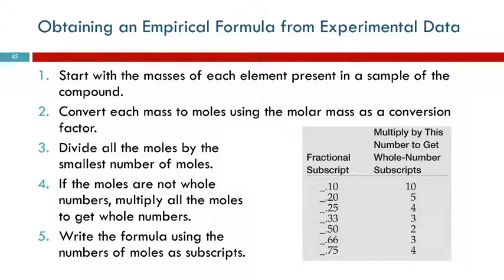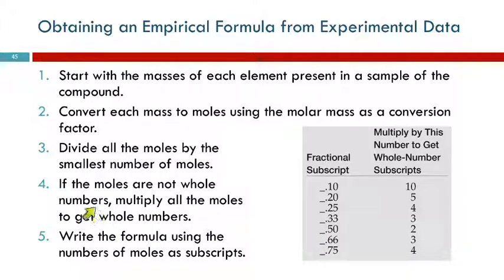So here are the instructions for obtaining an empirical formula from experimental data. Start with the mass of each element. That's going to be given to you. Convert each mass to moles using the molar mass of the element as a conversion factor. Divide all the moles by the smallest so that you get ratios that are 1 or larger. We don't want to make more fractions. If the mole ratios are not whole numbers, multiply all the moles to get whole numbers. We'll look at what that means, and then write the formula using the numbers of moles as subscripts.